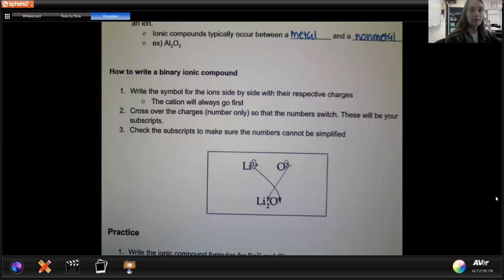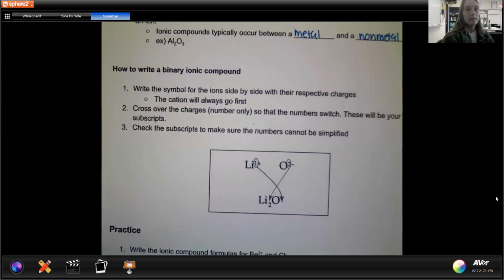Now, how exactly do we write this? Usually you're going to write the symbol for the ions side by side. This is just a way for you to represent the charges and get to see everything objectively. And the cation is always going to go first. I didn't make up this rule. This is just how it is. Then you're going to cross over the charges, so the numbers only, so that the numbers switch. These are going to be what your subscripts are. So those are the numbers that are really small that are below your element symbol.